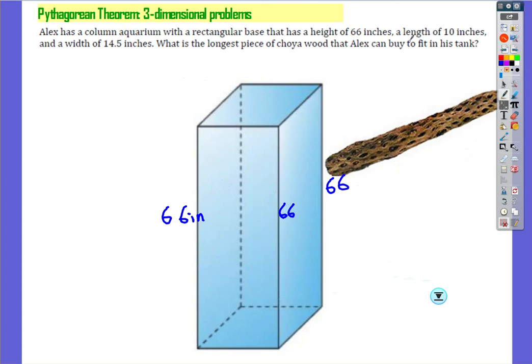We also know, let's keep reading, a length of 10 inches. We could mix and match this, but let's label these. So we know that that is 10 inches, that is 10 inches, and that is 10 inches. If you mismatch or switch the length and the width, it wouldn't really matter. And next, we've got a width of 14.5. So let's go ahead and label that. We've got a width of 14.5.